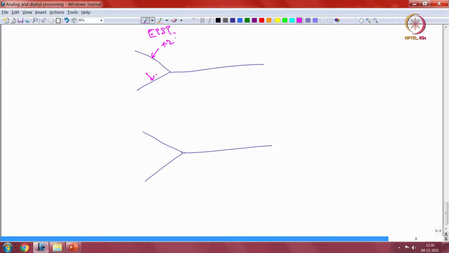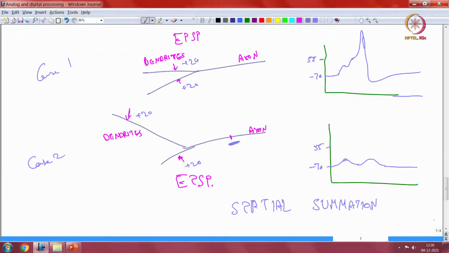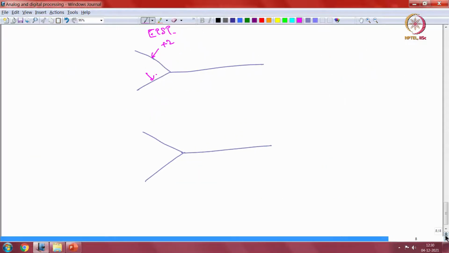Plus, sorry, I think I mixed up. No, spatial, it is spatial, yes. So, it is a plus 20, and this is also a plus 20, but there is a time delay for this stimulus over here, and here again you have plus 20 and plus 20, 40, minus 70 plus 40 is minus 30. So, minus 70, minus 70, and we draw the graphs.